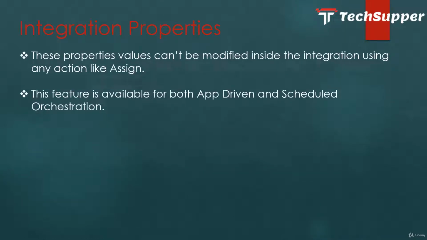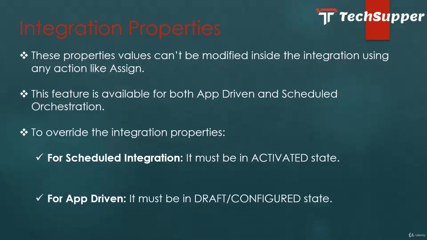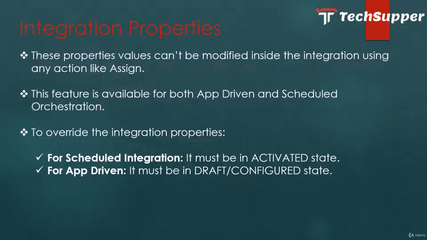This feature is available for both app-driven and scheduled orchestration. So the properties can be created in app-driven as well as in scheduled orchestration integrations. If you wanted to override the integration properties for a scheduled integration, the integration must be in activated state. And if you wanted to override the properties for an app-driven integration, then the integration must be in the draft or configured state. So it should not be in the activated state.